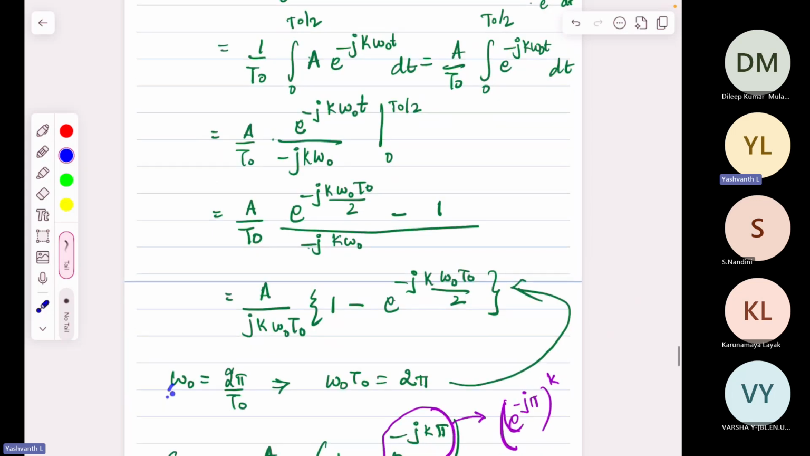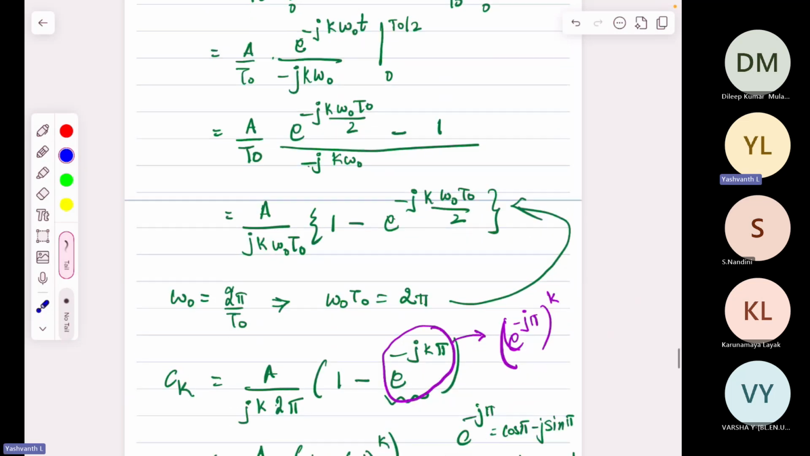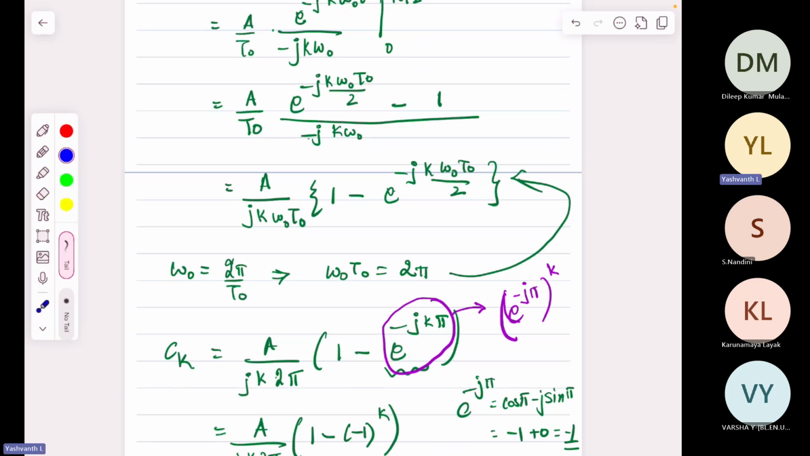But what is omega naught? 2 pi by t naught, right? Therefore omega naught t naught is equal to 2 pi. Therefore you put omega naught t naught equal to 2 pi here. So what do you get? You get ck equal to a by jk 2 pi. Here also you have omega naught t naught, that also you put equal to 2 pi. So you get a by jk 2 pi into 1 minus e power minus jk pi. When you have 2 pi, 2 and 2 get cancelled, so you get e power minus jk pi. That's what I wrote here.